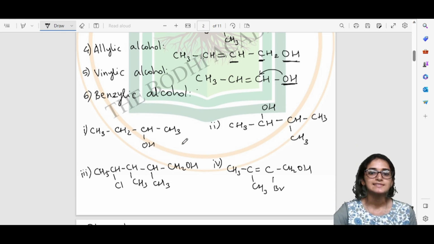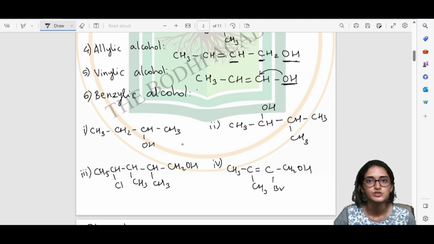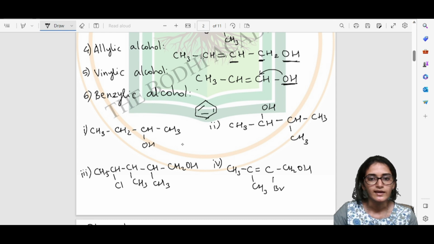Then the next one is benzylic alcohol. What will be benzylic alcohol? Most of you will think that benzylic alcohol is alcohol attached to a benzene, but no, that is not true. For benzylic alcohol, we first write a benzene ring, and attached to that there will be one alkyl group and then the OH group. I will write a simple alkyl group here, that is CH2OH. So this is the example of benzylic alcohol. Here I have written just one alkyl group having one carbon, but you can take more carbons also and write the benzylic alcohol in that manner.